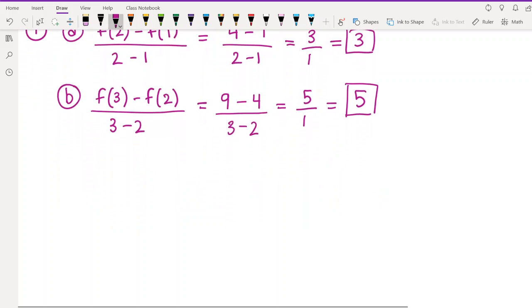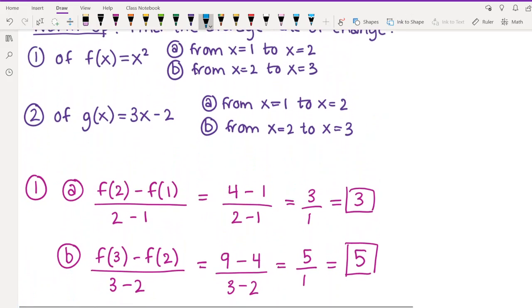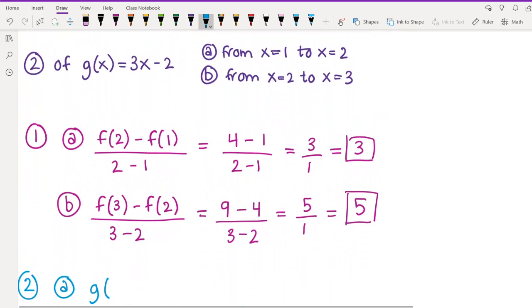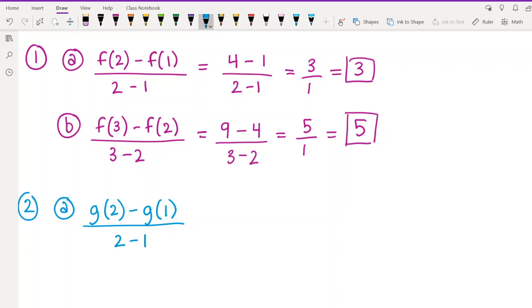In a moment, we'll talk about why I had you do this function and the significance of those answers. But let's do the other one first. The other function was g of x is equal to 3x minus 2. We're going to start again from x is equal to 1 to x is equal to 2. So that's g of 2 minus g of 1 over 2 minus 1.